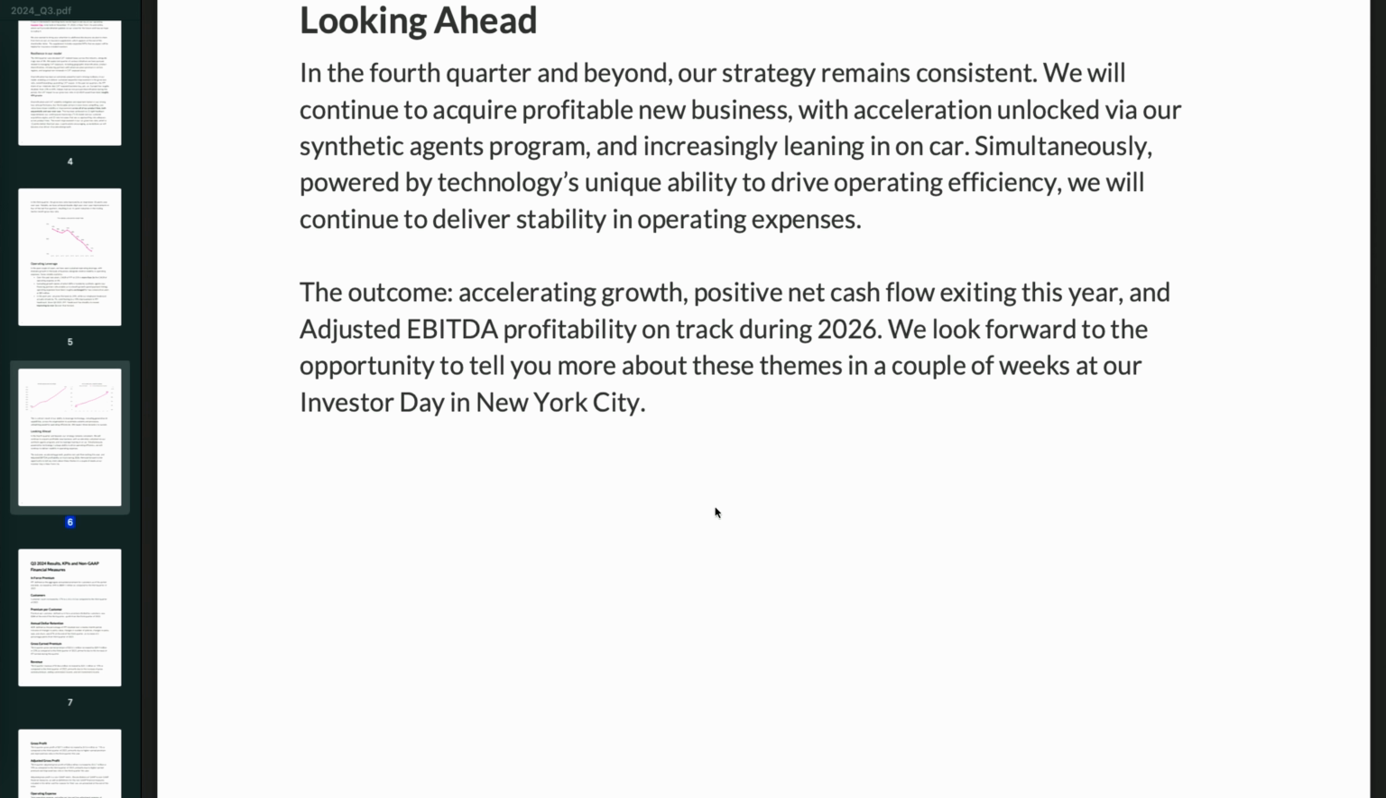Now, what are they saying now? They are saying that they expect a positive net cash flow exiting this year. So, okay, they're talking about net cash flow. If you want to look into those definitions, feel free. There's a whole bunch of different types of cash flow that can be defined. But the adjusted EBITDA profitability was on track for during 2026. So we don't really know when in 2026, beginning, middle, end. They're not clear here, so it could be any time during 2026. That's the statement they made back in Q3 of 2024.